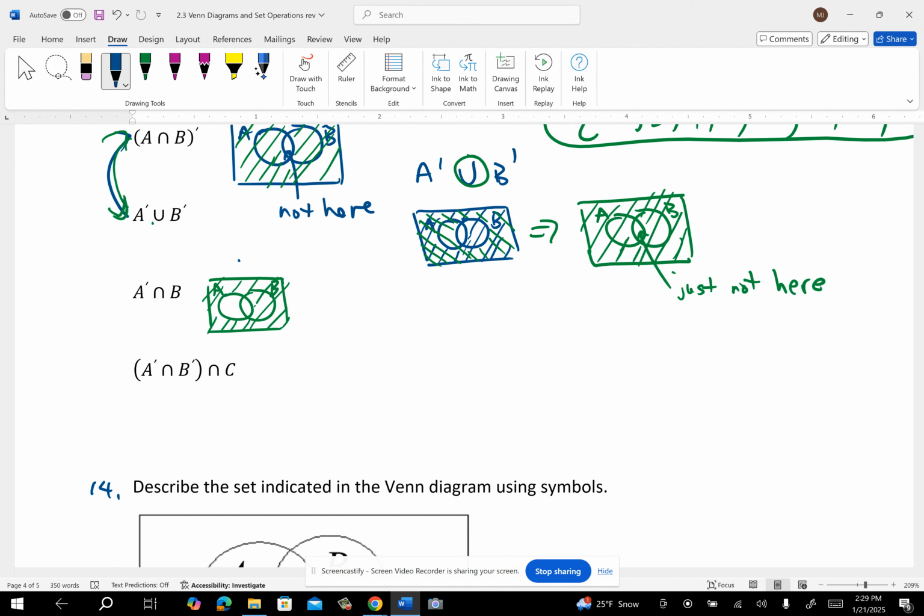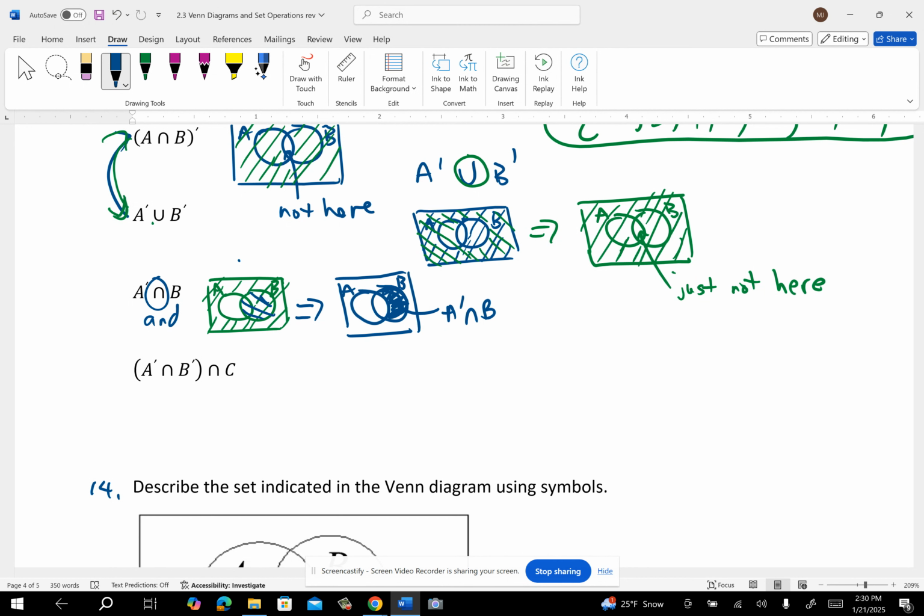Now, B is this. And now I want the intersection, so that's "and." So that means I have to be shaded both green and blue. So when I summarize that, do you see that it's going to be outside the A circle, but inside the B circle? So it's got to be just this region here. That is the complement of A intersected with B. So it's outside A, but inside B.